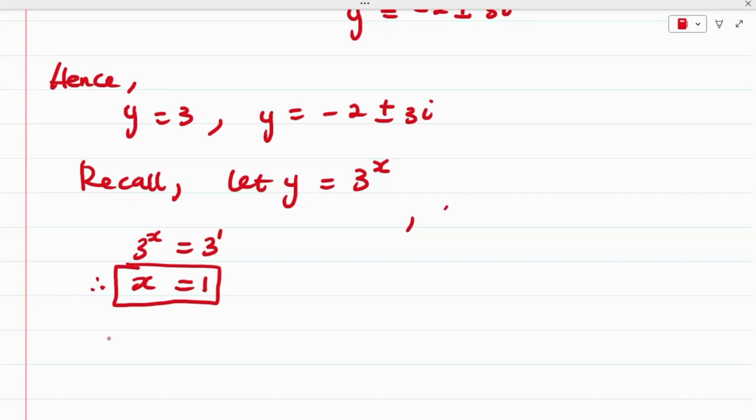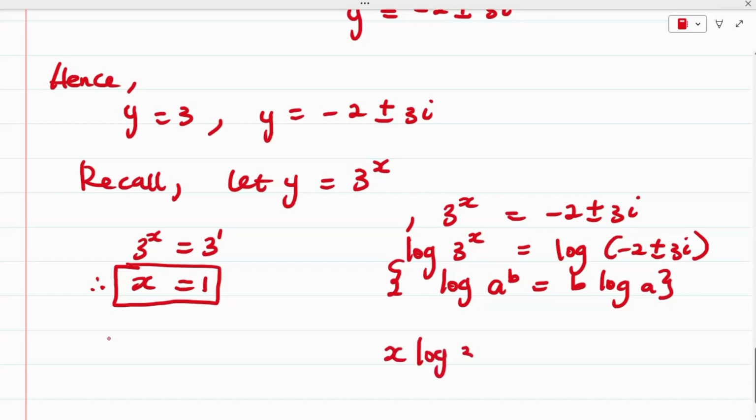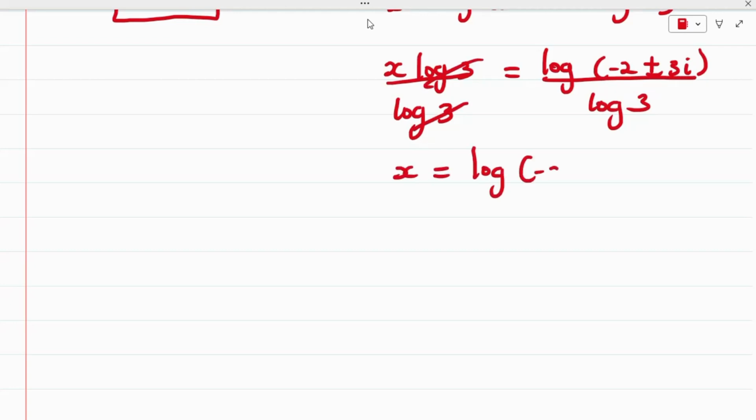Now for the other part, we have 3^x = -2 ± 3i. So taking the log of both sides, we have log 3^x = log(-2 ± 3i). So applying the logarithmic property that says if we have log a^b, this is equal to b log a, this becomes x log 3 = log(-2 ± 3i). So dividing both sides by log 3, this is going to cancel out this, and we have that x = log(-2 ± 3i) / log 3.